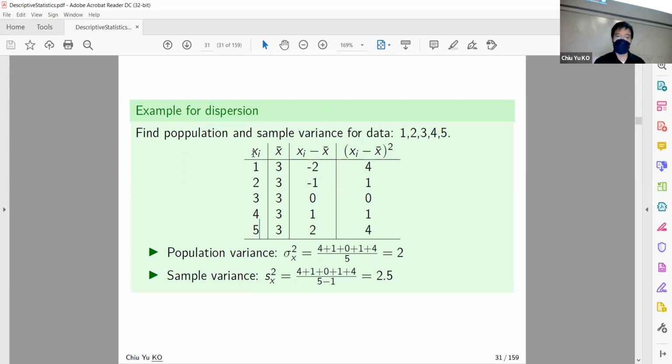So you have column A here, column B here. I assume you have some idea about spreadsheets, but we'll talk about that later. And here, you do the subtraction, just this column minus this column. This is the deviation from the mean, what we call it. And then you square them, add them up, and divide by 5, which is 2. Population variance is 2. And if you divide by 4, it will be 2.5.